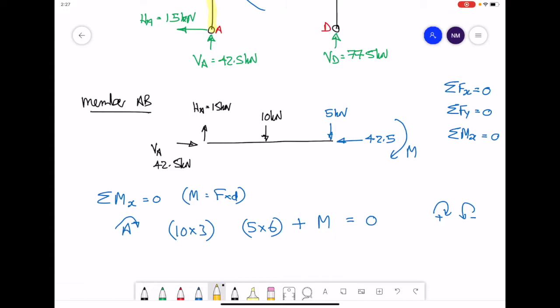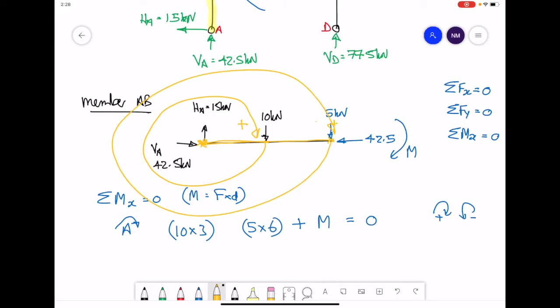So considering moments about point A, consider the force on a piece of string. You're holding the piece of string at your point A. How does the 10 kilonewtons want to rotate around that point A? It would want to rotate around in a clockwise manner. Then consider the 5 kilonewtons, same piece of string, slightly longer. How would the 5 kilonewtons want to rotate around point A? It would also go around in a clockwise manner. Therefore, your two sets of moments here are positive.